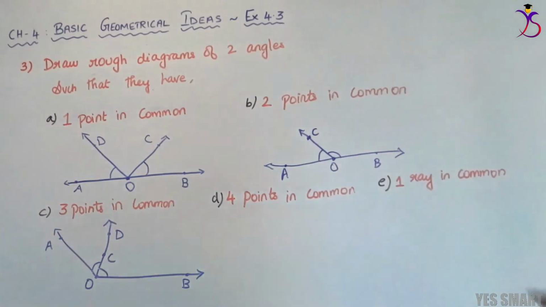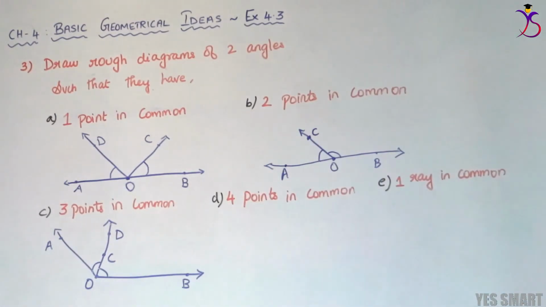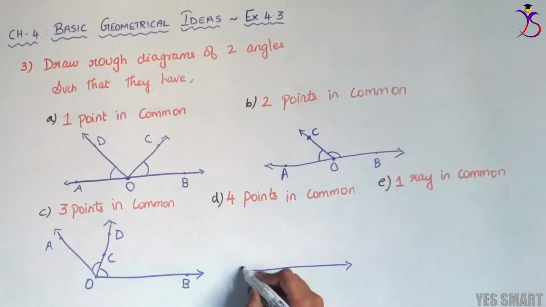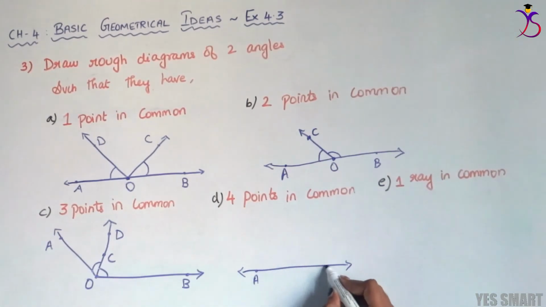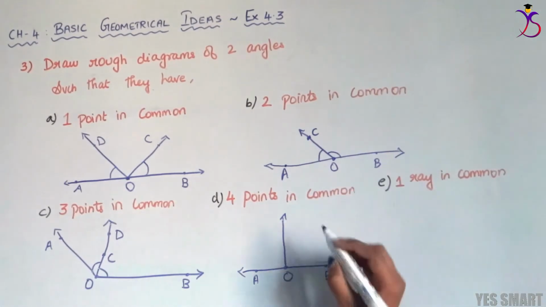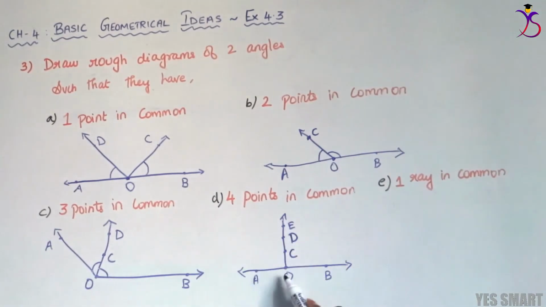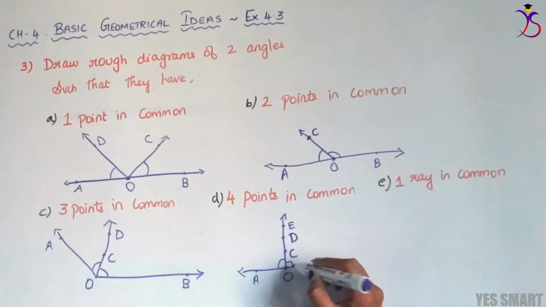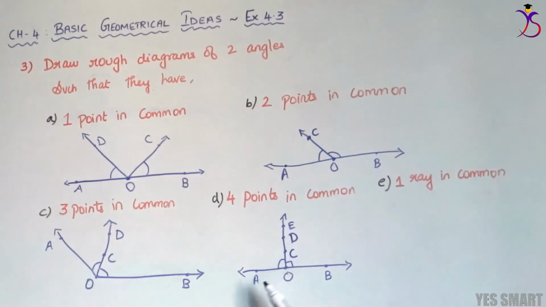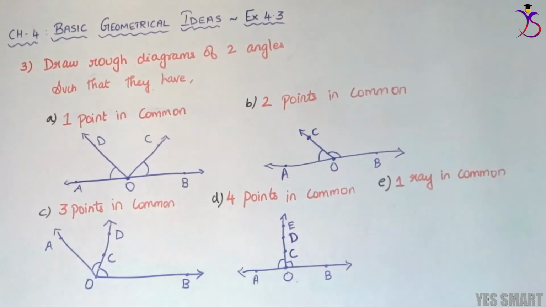Now 4 points in common. It is the same as the third one, but we can keep one more extra point in the ray. So let's draw the base A, B. In between we can have the point O, and in the ray we will have C, D, E. Now for AOC and for DOB, we have two angles and there are four common points: O, C, D and E. So these 4 points are common for both the angles.